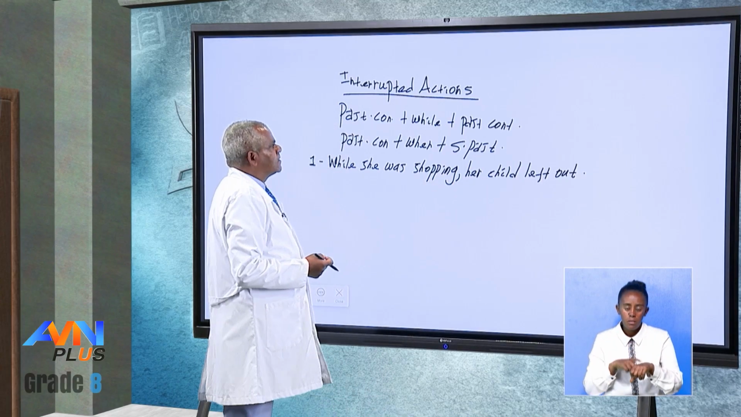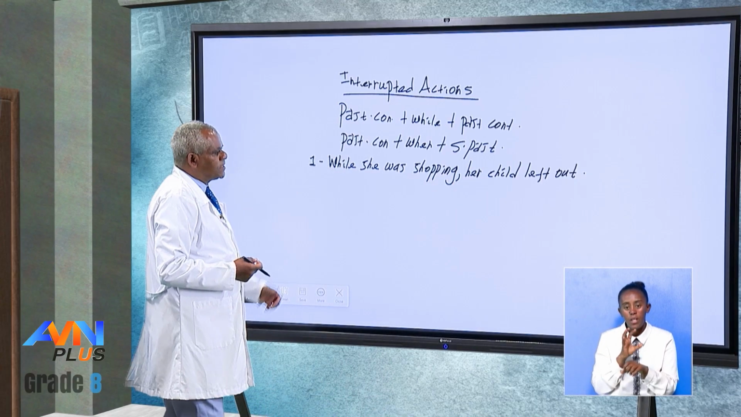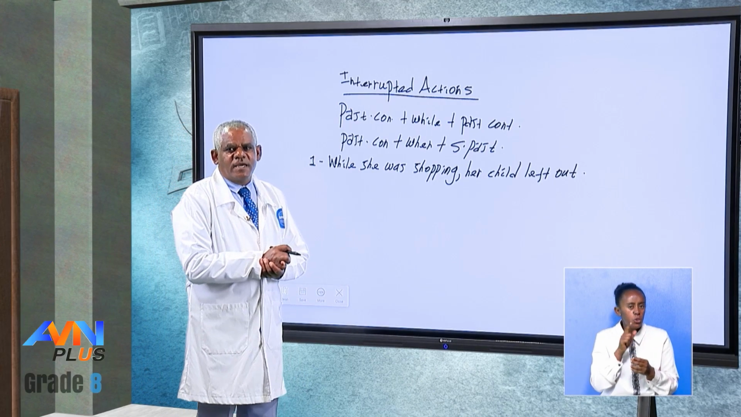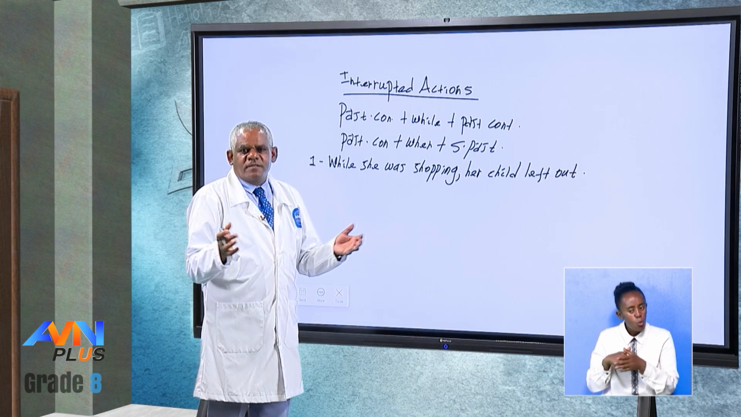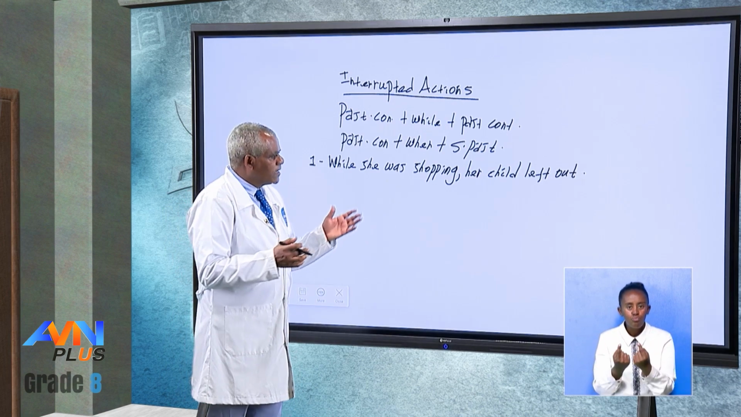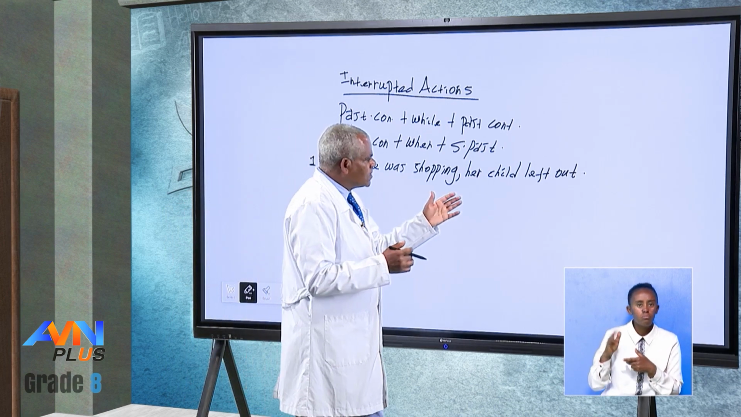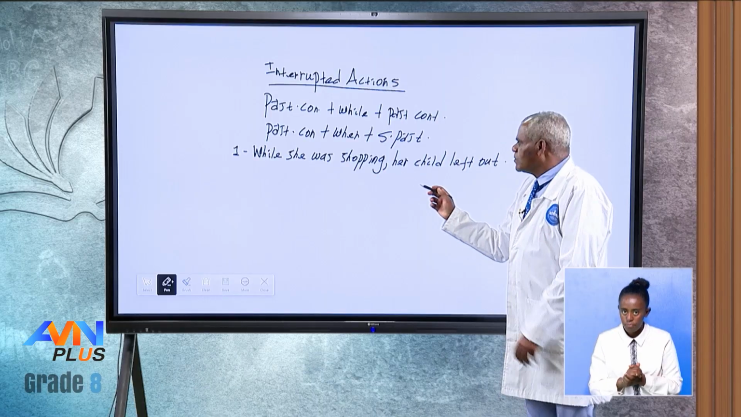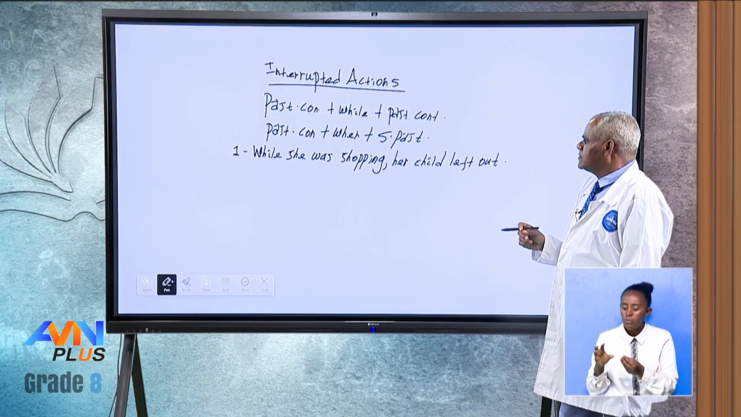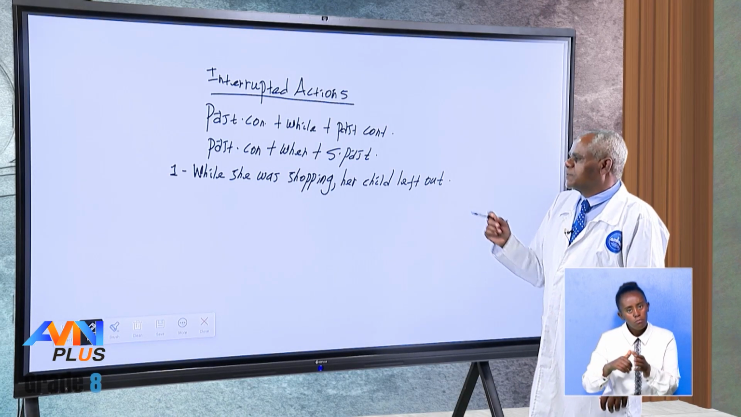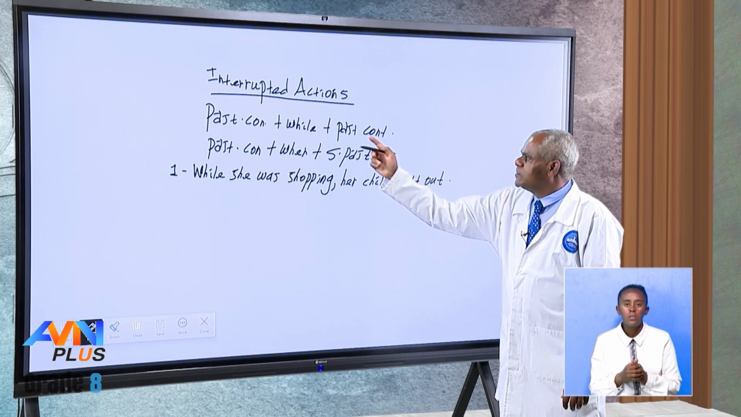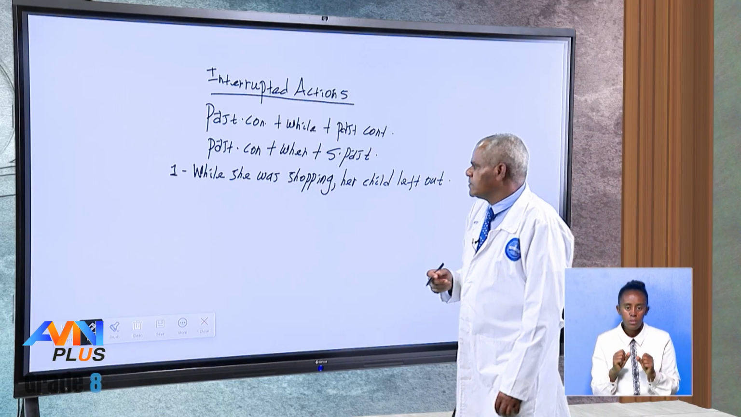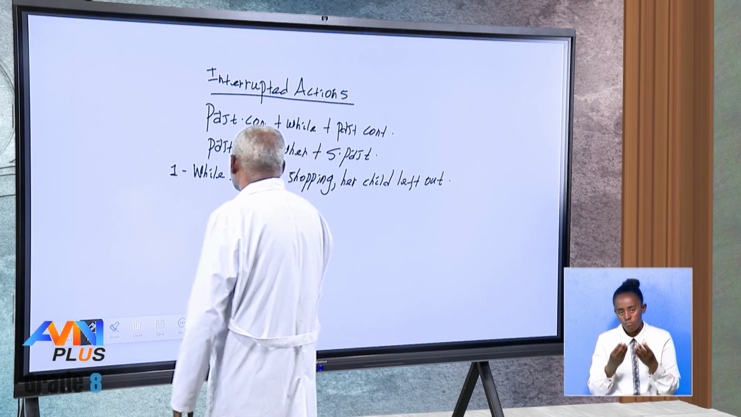What makes it an interrupted action? Because she was shopping, she didn't recognize that her child was outside the shopping room. Unfortunately, he left. In such a case, you are welcome to use past continuous tense. While she was shopping, her child left. Or it's possible to use past continuous with interrupted action in another form too. Let me give you that with another form, number 2.